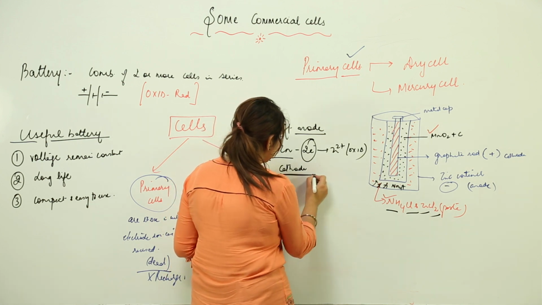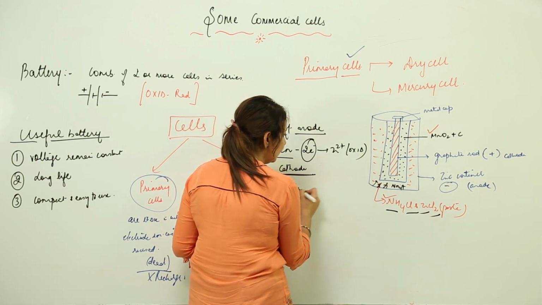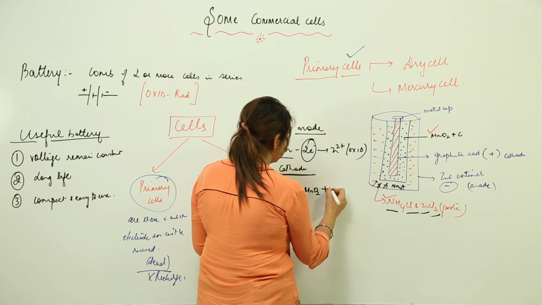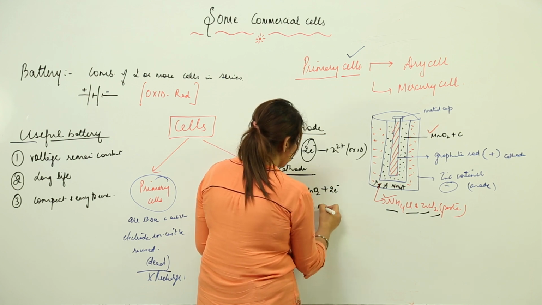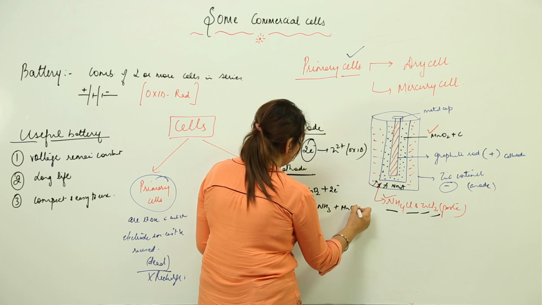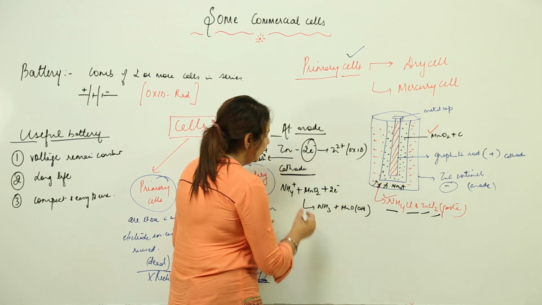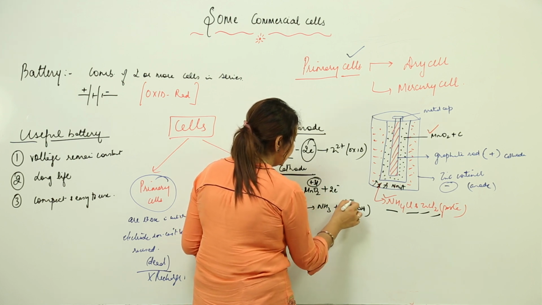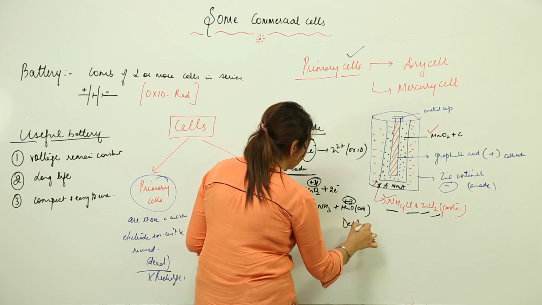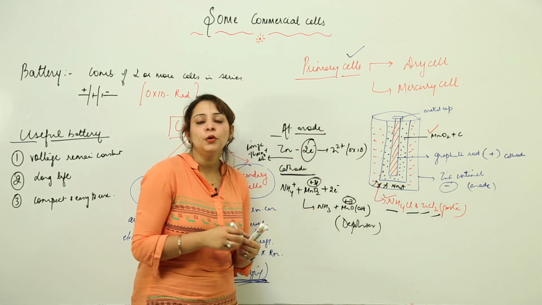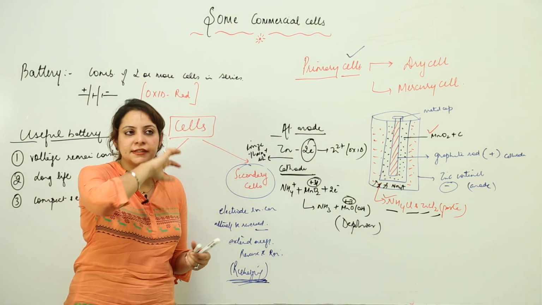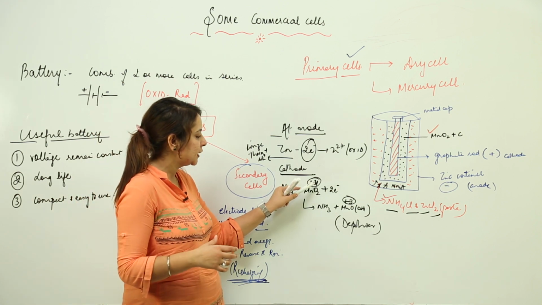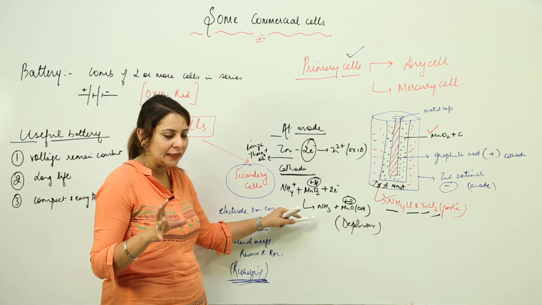So what happens at the cathode: ammonium ions plus the MnO2, which acts as a depolarizer, plus the two electrons, unite to form ammonia plus a compound, MnOOH. Here the oxidation state is +4 and here it is +3. So we can say that manganese is acting as a depolarizer. A depolarizer is a substance whose oxidation state changes in the electron transfer process. As you can see, here it got transformed from +4 to +3. So MnO2 acts as a depolarizer.